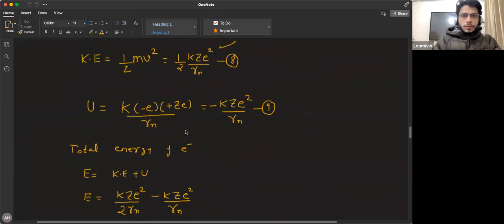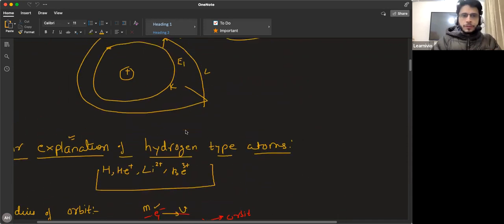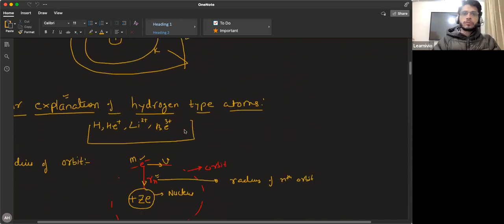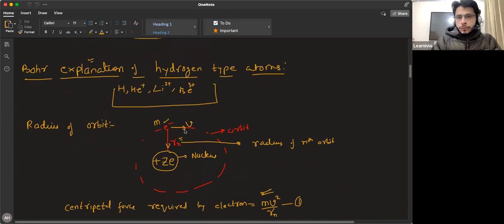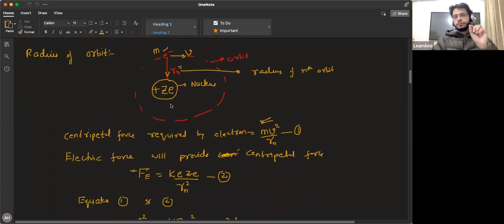Okay. So I'm just giving a very quick recap of what we did on Thursday. Thursday we started Bohr's model. Bohr's model is valid for a single electron atom only. Examples of single electron atoms are hydrogen, helium plus, lithium 2 plus, beryllium 3 plus. If you have an atom with a single electron, at the center you have the nucleus and electrons are revolving around the nucleus. That's Bohr's model. Bohr's model says that electrons revolve in definite orbits.